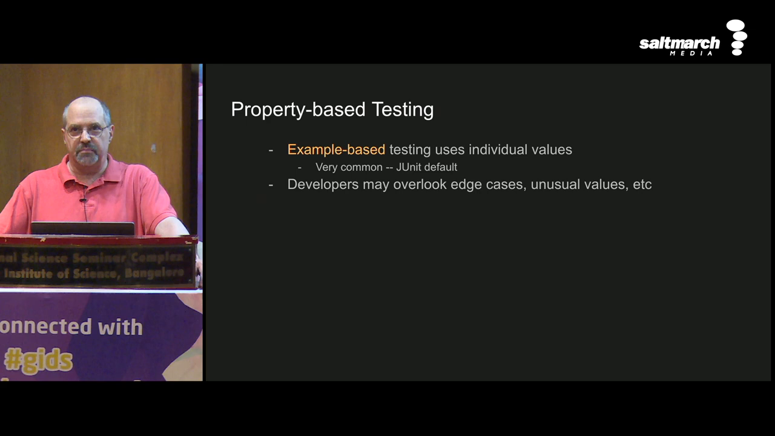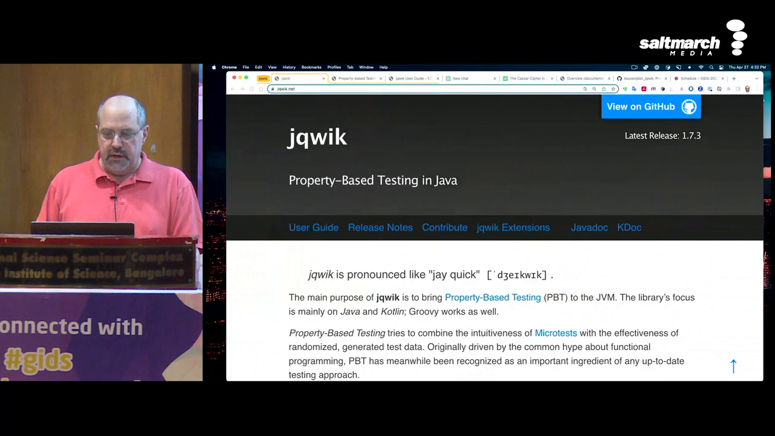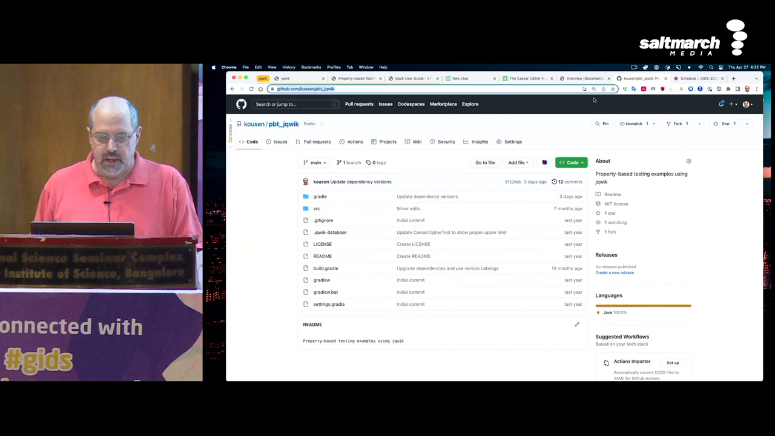So this is the idea of property-based testing. And I'm going to get into more of the theory in a minute, but let me just go right into the code here. Now, before I forget, I have a GitHub repository that has all this code in it.